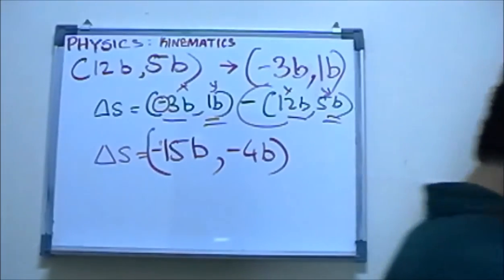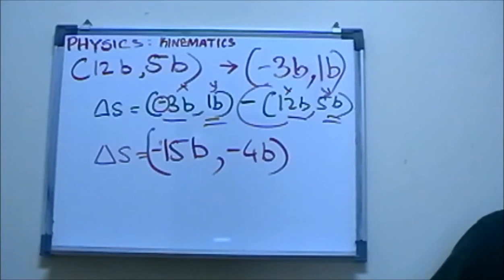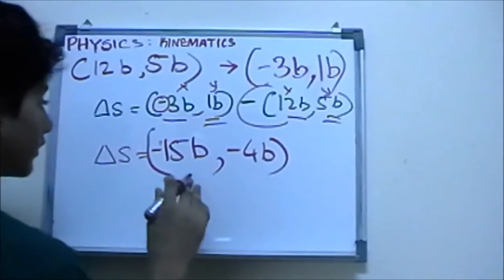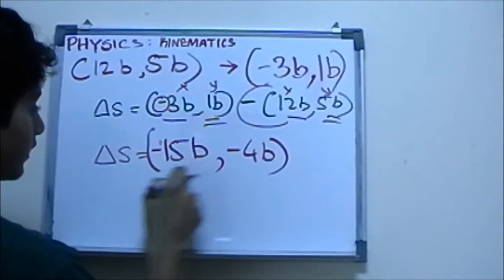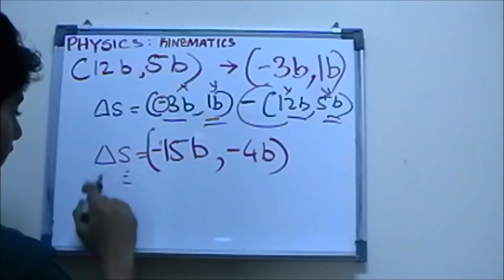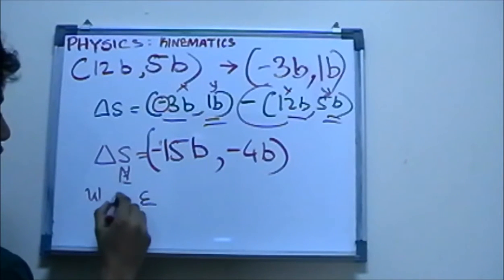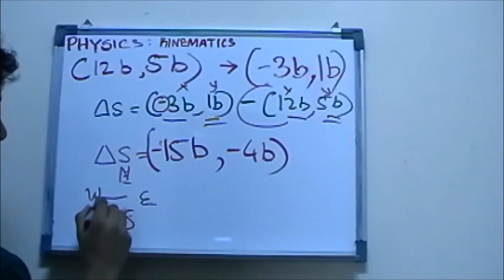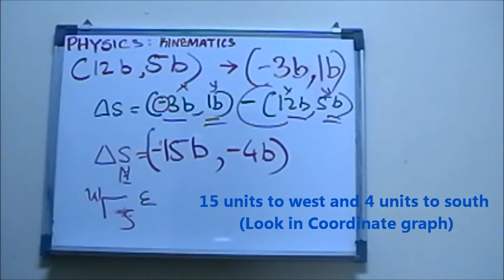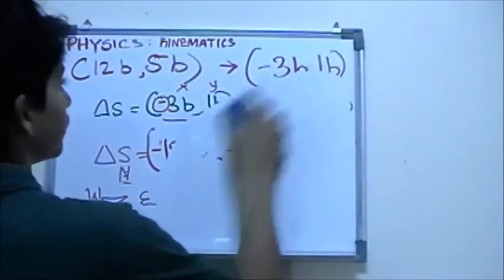You see the point over here. This can be interpreted as walking 15 blocks to the west and then turning 4 blocks. We can interpret this by going east, west, north, south, right? So we can interpret this as walking 15 units to the west and then going down 4 units. And you get your displacement to be somewhere over here. Now let's move on to our next example.